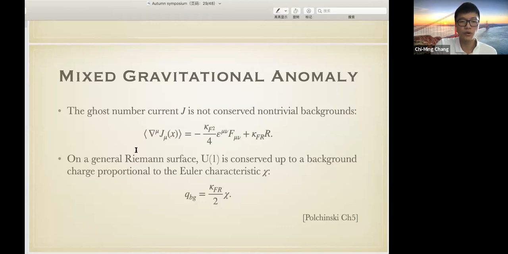And if you integrate this equation, you will arrive at a well-known fact that on a general Riemann surface, the ghost U(1) symmetry is only conserved up to a background charge that's proportional to the Euler characteristic chi. And this fact is very important in string perturbation theory.